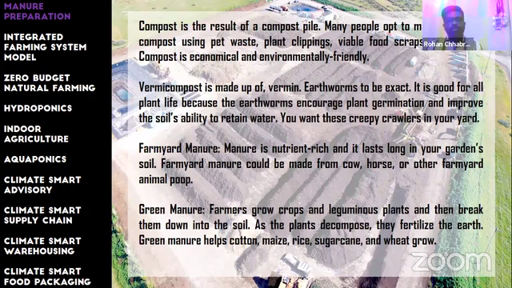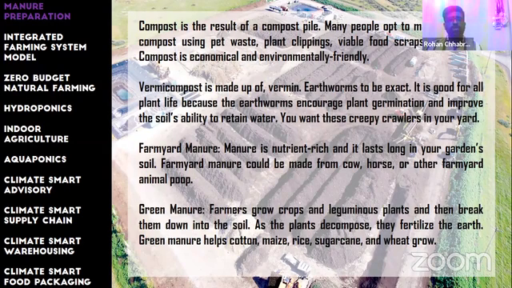Then manure preparation. So compost is a result of a compost pile. Many people opt to make their own compost using waste, plant clippings, viable food scraps, and weeds. So composting is an economical and environmentally friendly method.